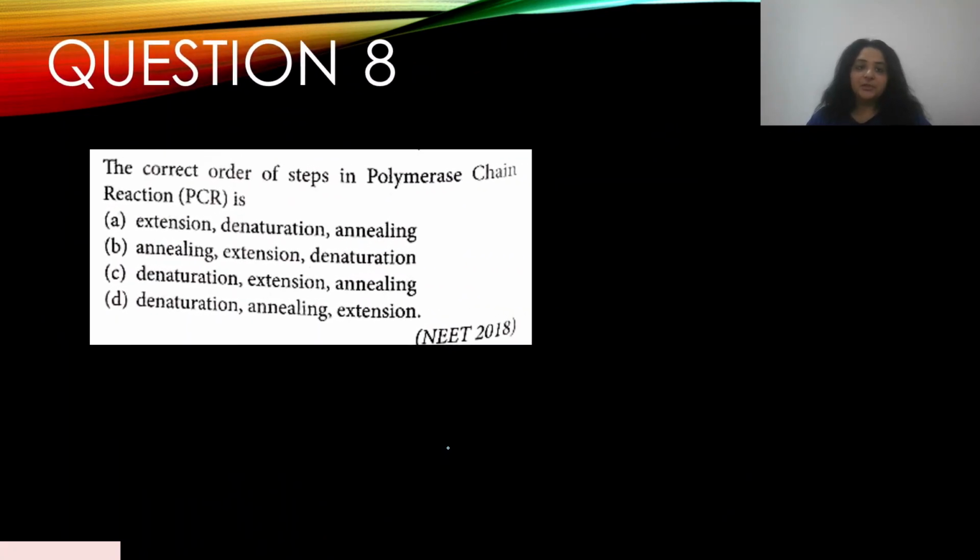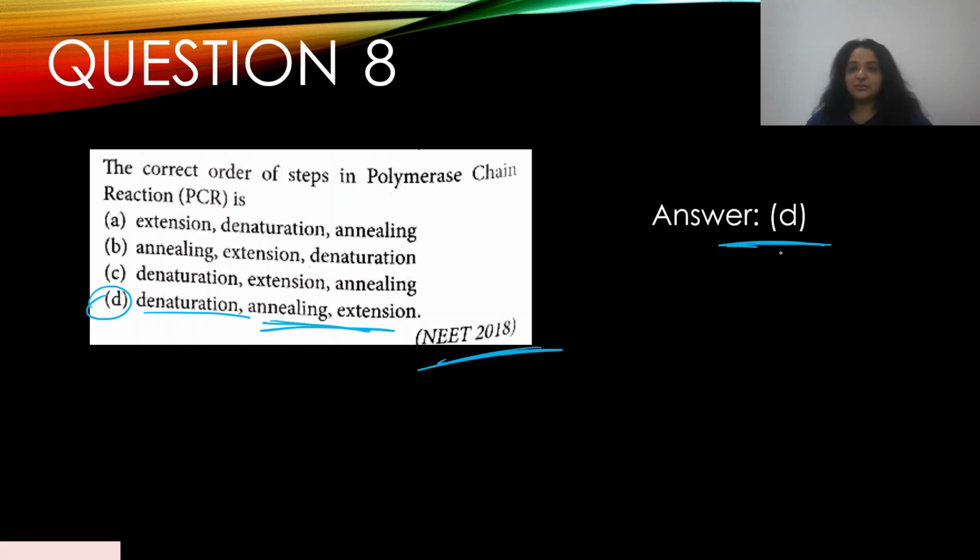Question number 8. The correct order of steps in polymerase chain reaction, PCR, is, this appeared in NEET 2018. A. Extension, denaturation, annealing. B. Annealing, extension, denaturation. No, it's probably C or D. Sorry, it's D: denaturation, annealing, and extension. So the answer is D.